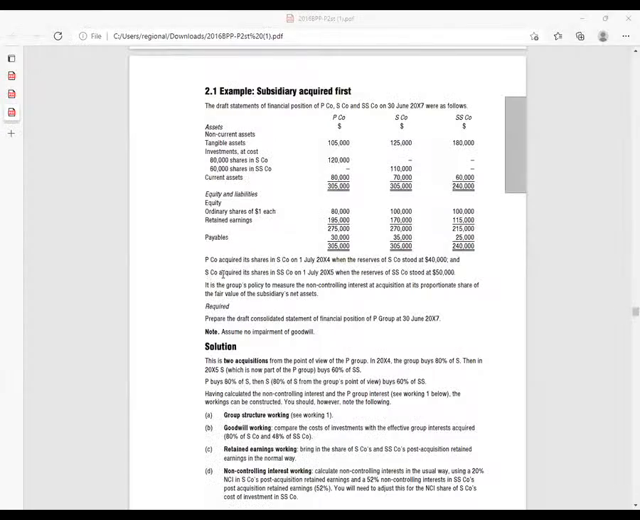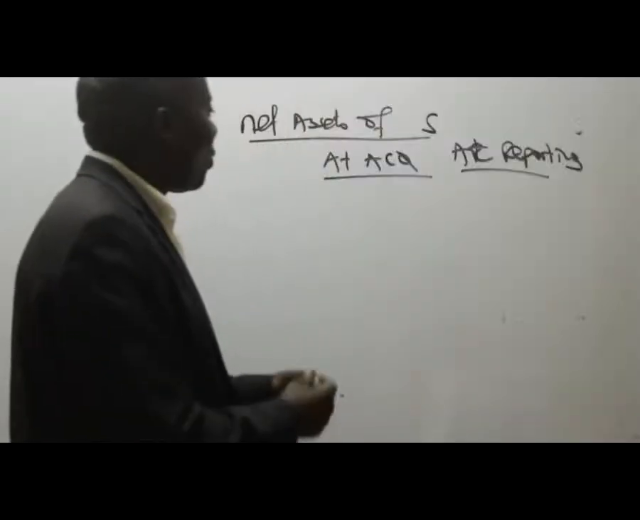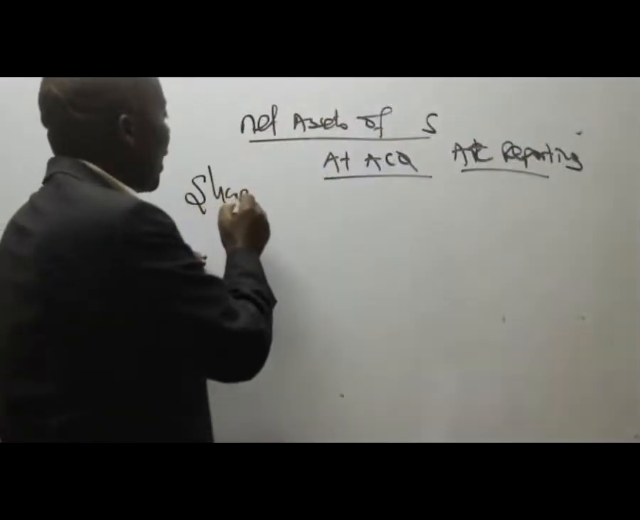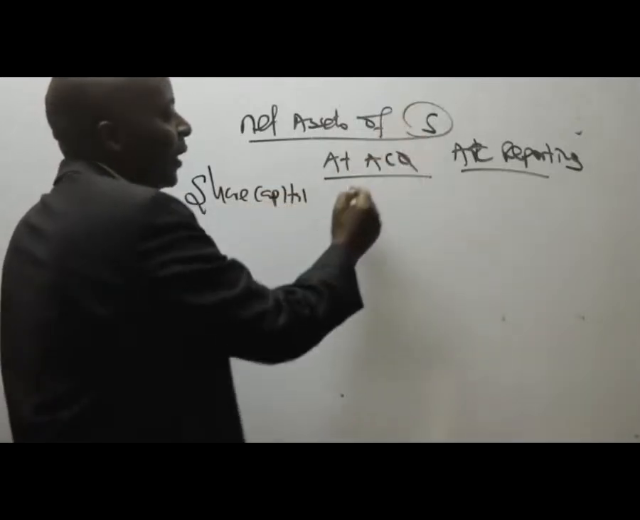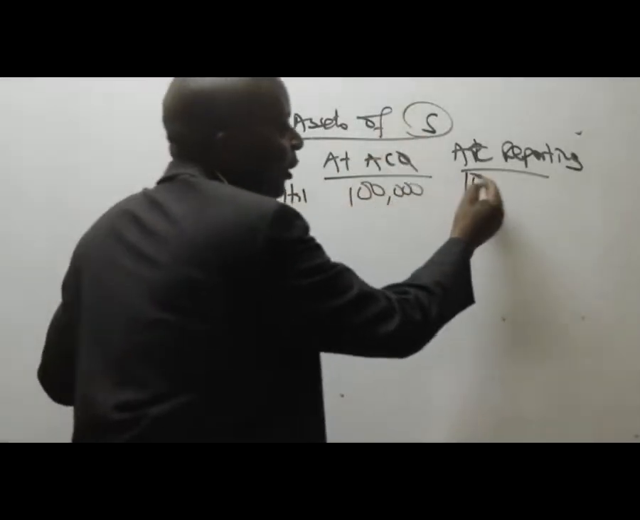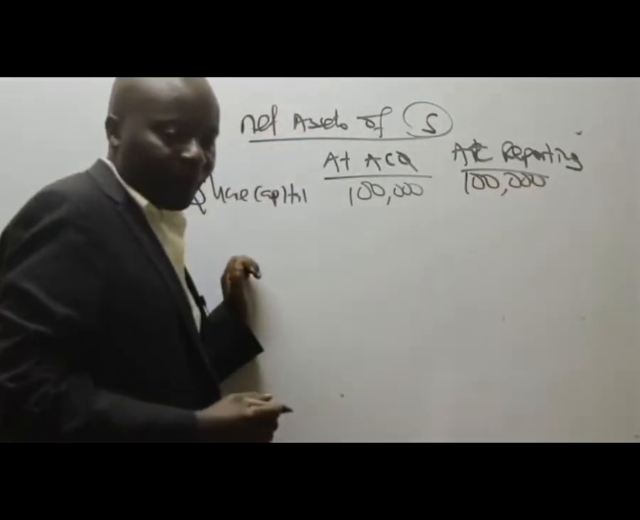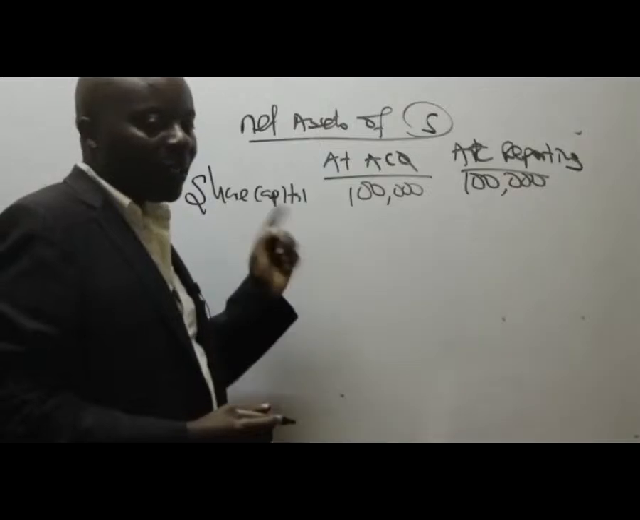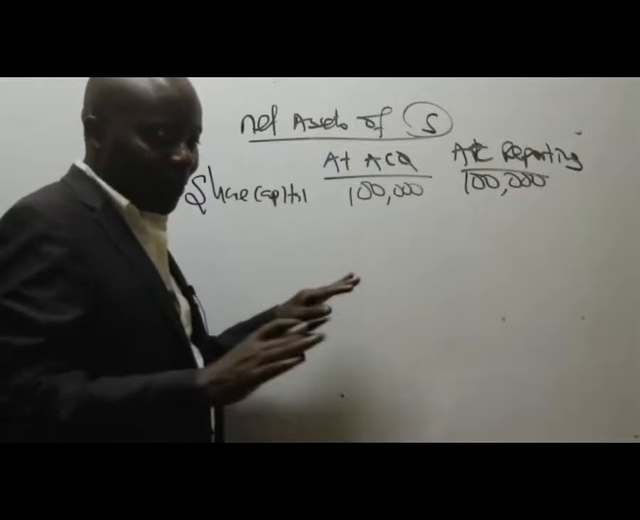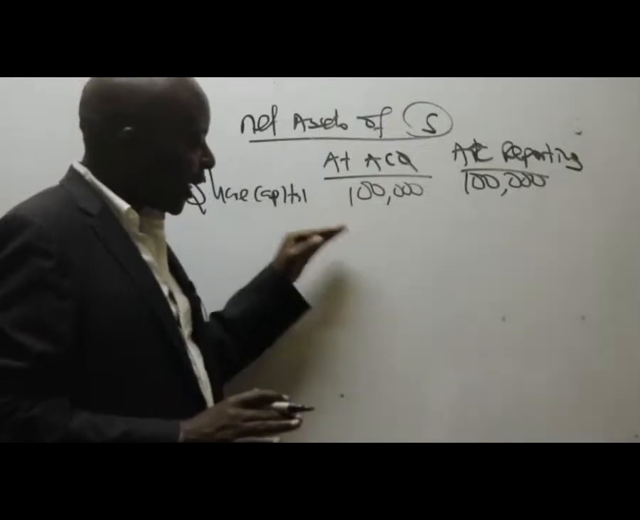So, ladies and gentlemen, what do we have here? We are told P company acquired shares. But even before I go to these reserves, we have the equity of S company. Somebody should be able to see the equity of S company. Share capital is 100,000. Share capital of S is 100,000 at acquisition, 100,000 at reporting. That does not change, remember. Share capital remains constant.